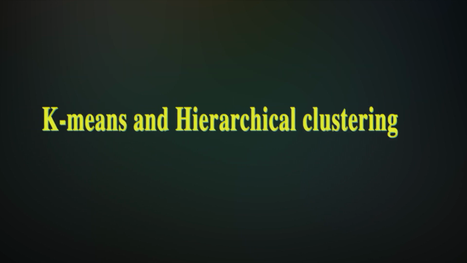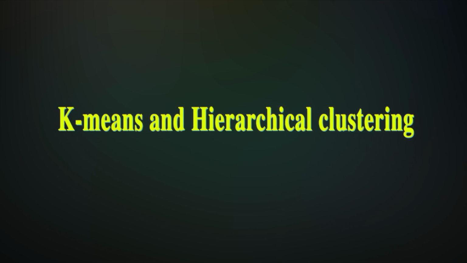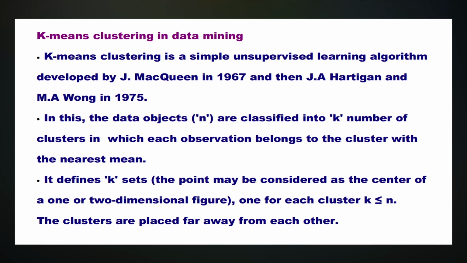Having looked into the types of clusters, now we will see about k-means and hierarchical clustering. K-means clustering is a simple unsupervised learning algorithm developed by J. McQueen in 1967 and then J. A. Hartigan and M. A. Wong in 1975. In this, the n data objects are classified into k number of clusters in which each observation belongs to the cluster with the nearest mean. The next step is it defines k sets, that is, a point may be considered as the center of a 1 or 2 dimensional figure, and the k sets, 1 for each cluster, k less than n.